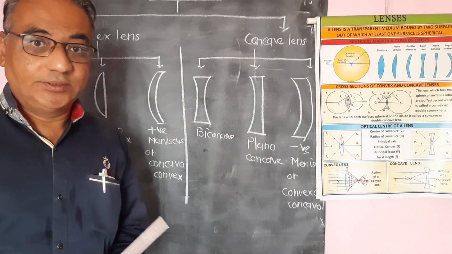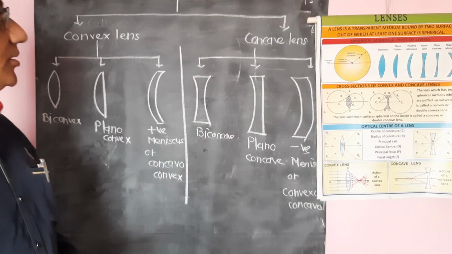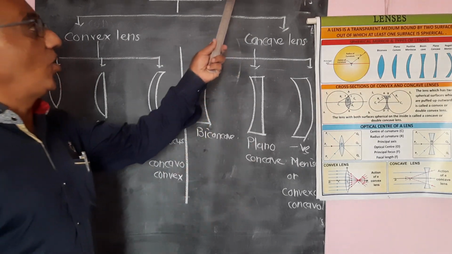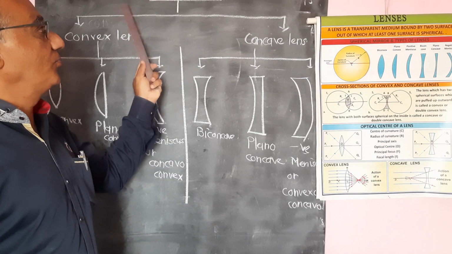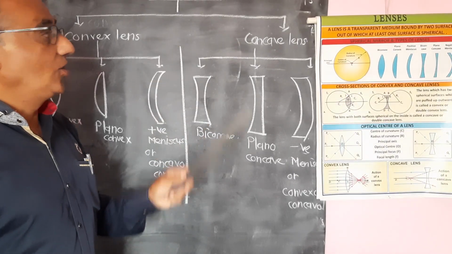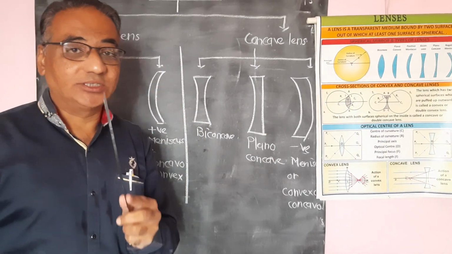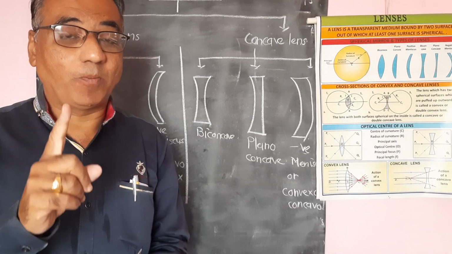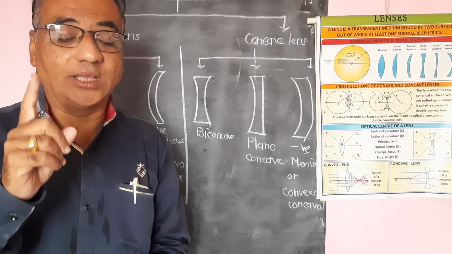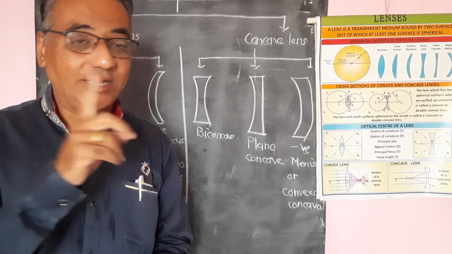Hello students. Today we are going to start the next chapter of standard 10 Science Part 1. The name of the chapter is Lenses. Before starting the chapter on lenses, we must know about the concept of mirrors and types of mirrors that we learned in the ninth standard.